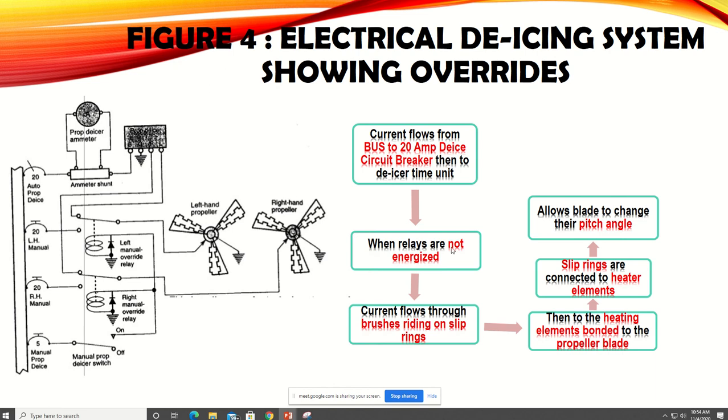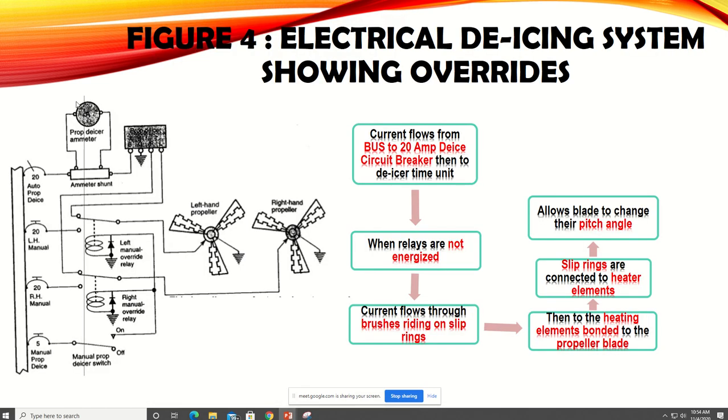So meaning when relays are not energized, when there is no current flow, you must have this manual override relay. Current flows through the brush riding on the slip ring, so normal operation takes place. Then the heat element is bonded to the propeller blade. The slip ring is connected to the heated element, and then allows the blade to change the pitch angle, something like that.